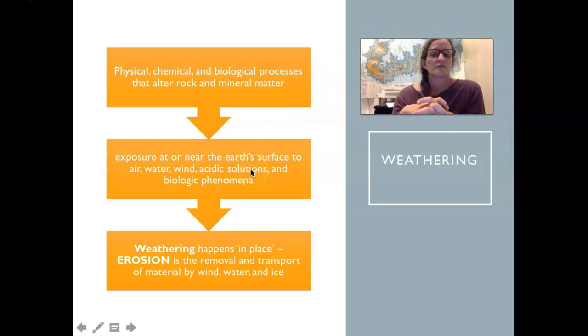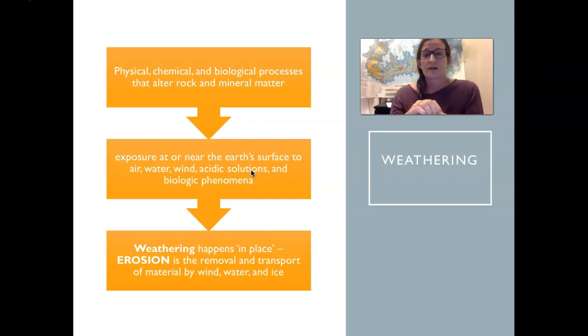Exposure at or near the Earth's surface to air, water, wind, acidic solutions, and biological phenomena. So that's the why. Why do we have this weathering of rocks? Why do rocks break down? They're out of equilibrium, and the wind, water, acids, and biological activity are all working against the preservation of those minerals, or eating them away.